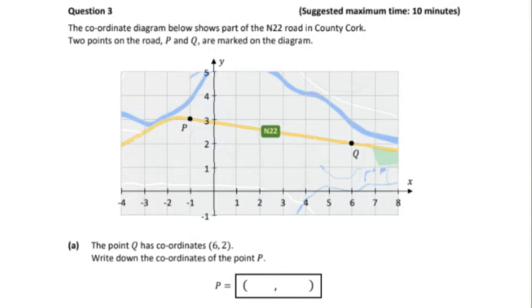So we want to get point P. As you can see, it's up here in the left quadrant. So we go out -1 and we go up +3. So -1 in the x direction and +3. And just double check that because we're going to use that a lot in this question.